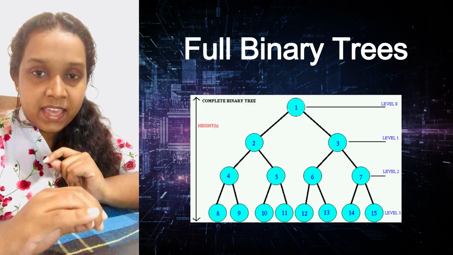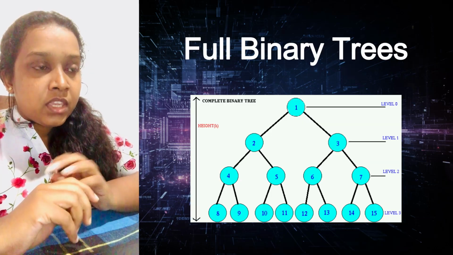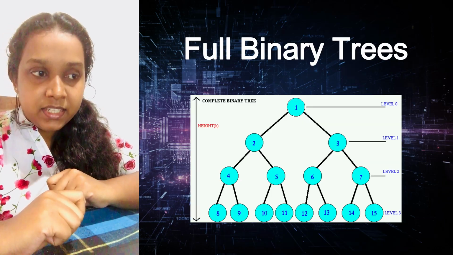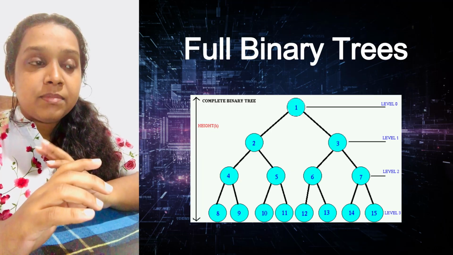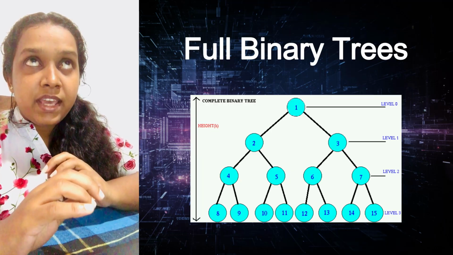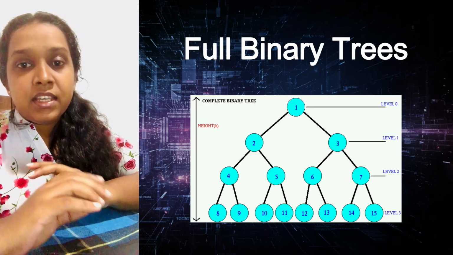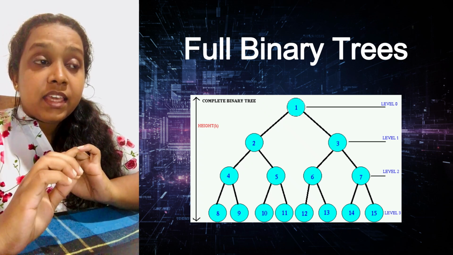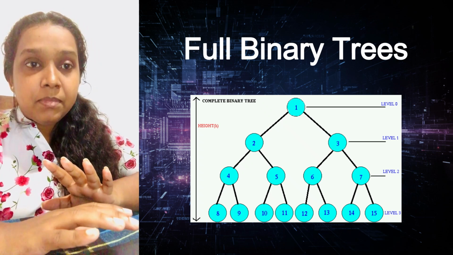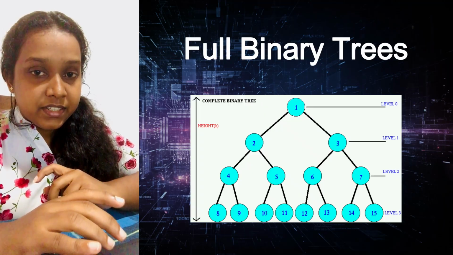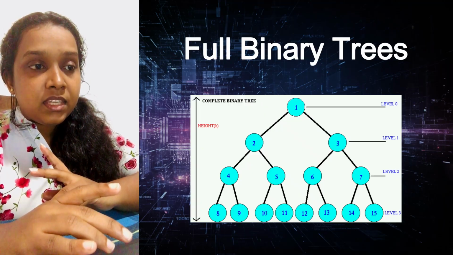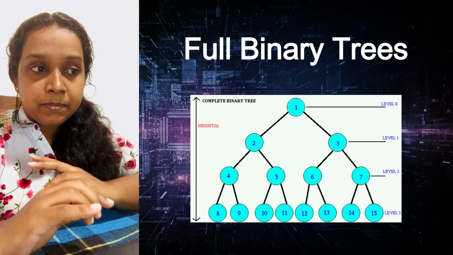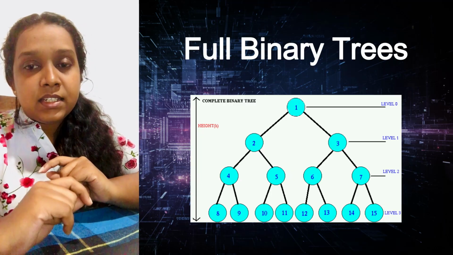And there is a catch I want to mention. Every full binary tree is a complete binary tree because every node has a left child except leaf nodes. But not every complete binary tree is a full binary tree because there can be parent nodes which don't have right children in a complete binary tree.